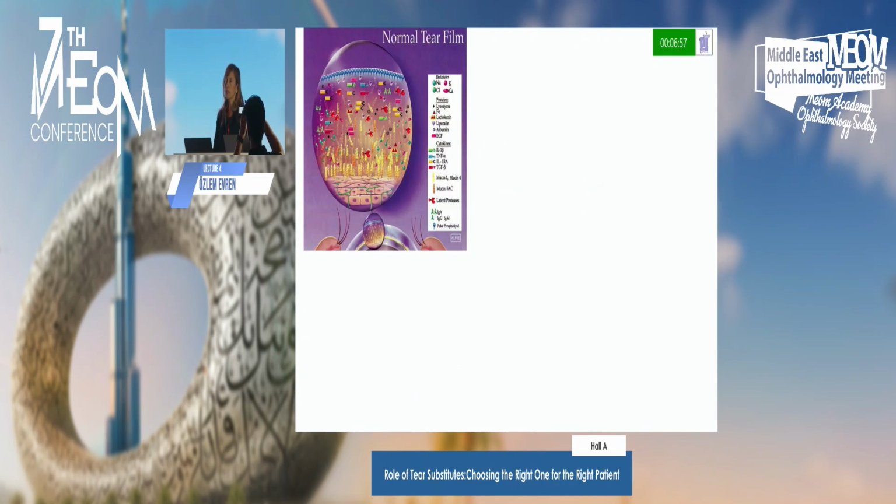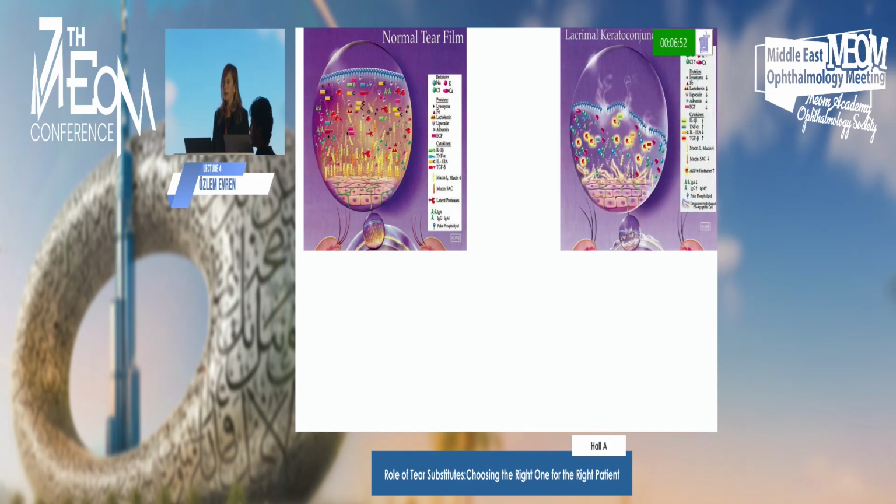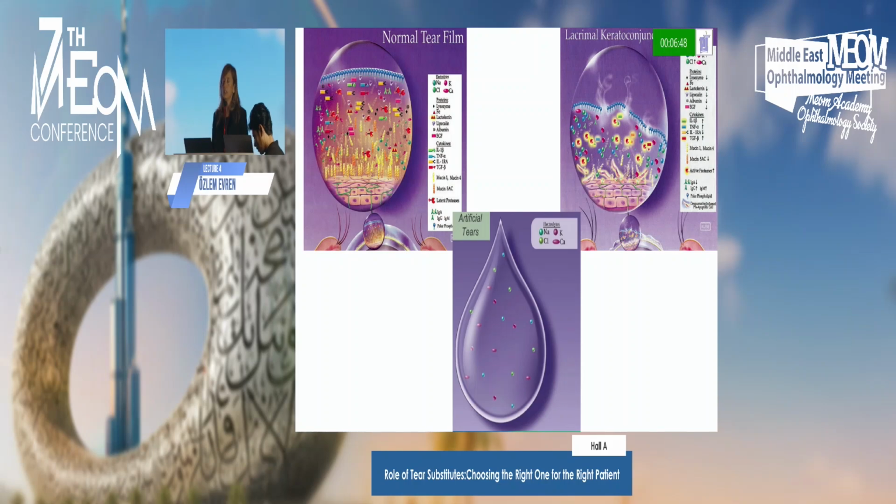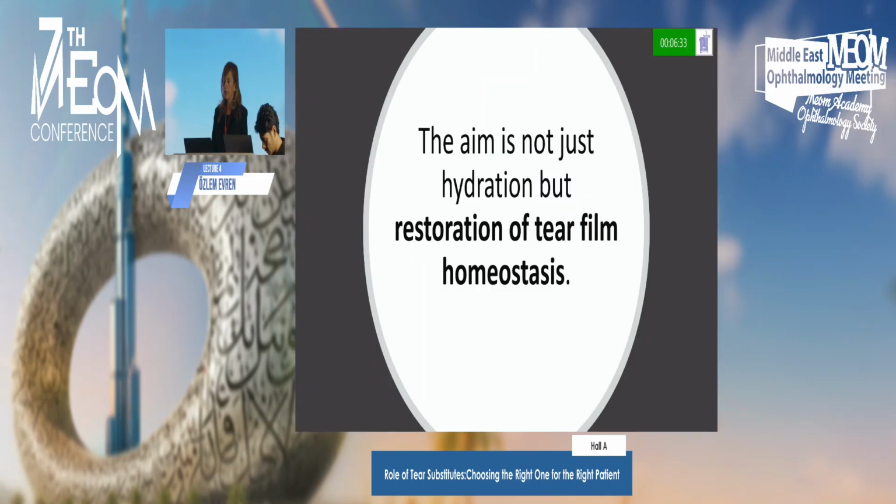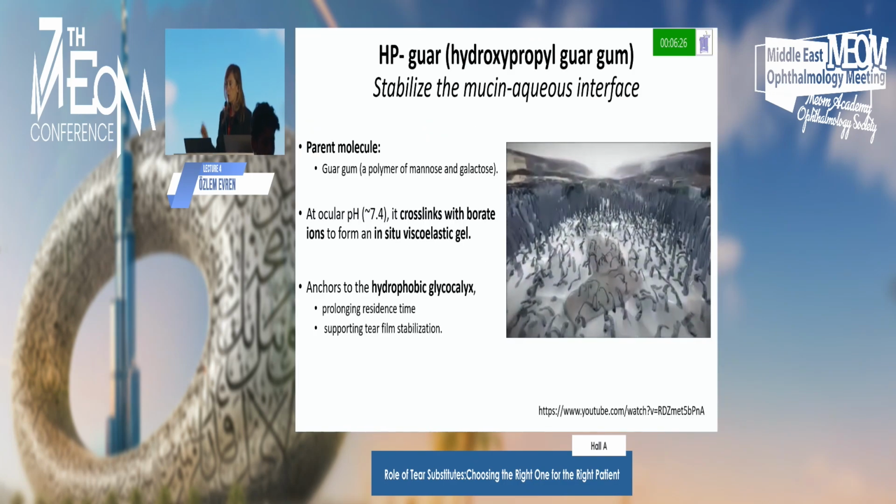Now, this is a normal tear film we have been talking about in the morning, and when we have dry eye, all the structure goes down, and when we need to replace it, we are just replacing the molecules. But as time goes on, the technology improves. We are getting much more input into the artificial tears and helping our patients more. So the aim is not just the hydration, but restoration of the tear film homeostasis. This is important. Let's go one by one.